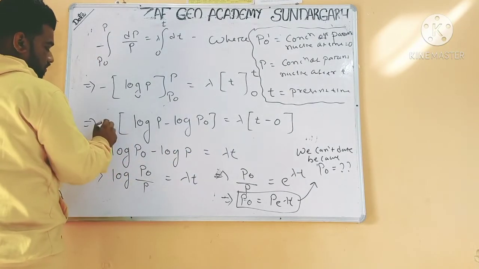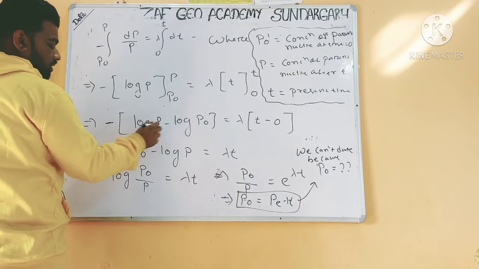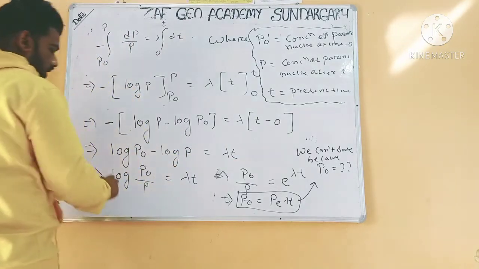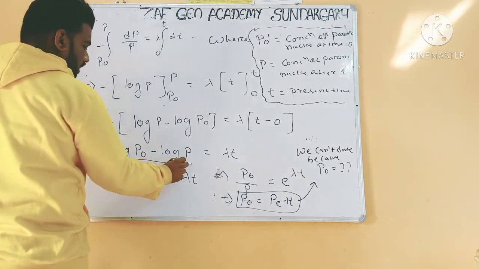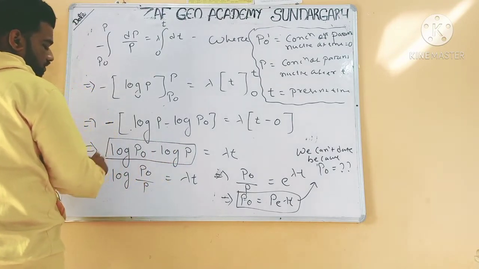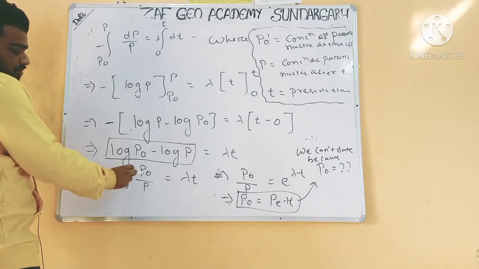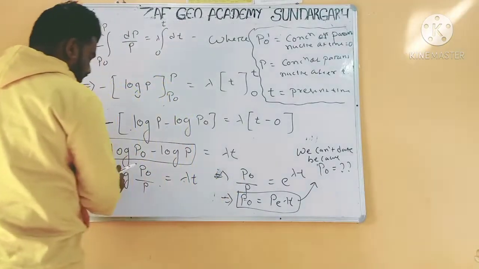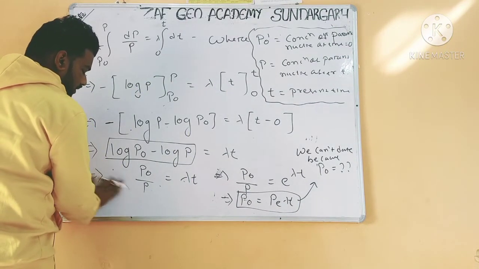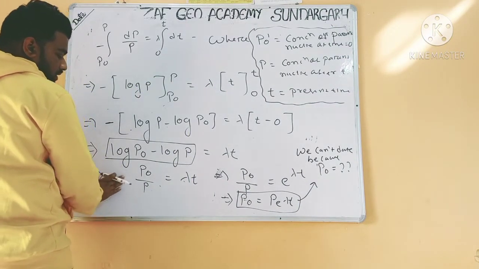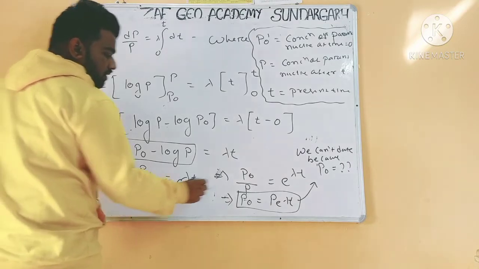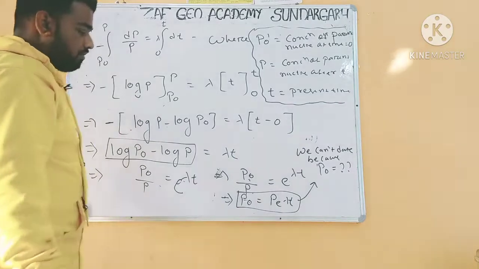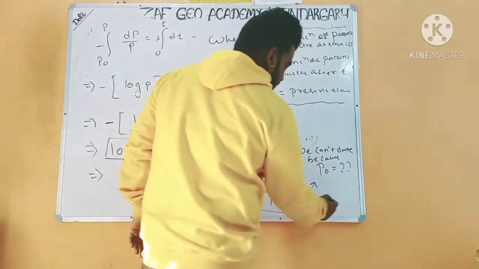Log P naught minus log P is equal to lambda t, and you know the formula log x minus log y is equal to log x by y. So here log P naught by P is equal to lambda t. Now P naught by P, on eliminating the log, is e to the power lambda t. Now P naught is equal to P e to the power lambda t. Suppose this is equation 1.